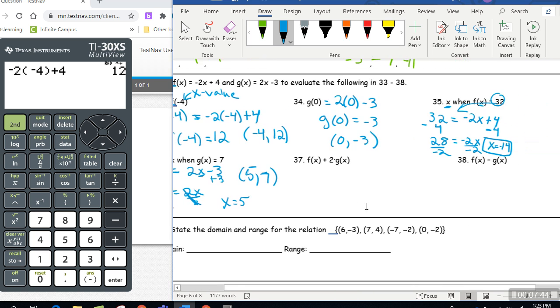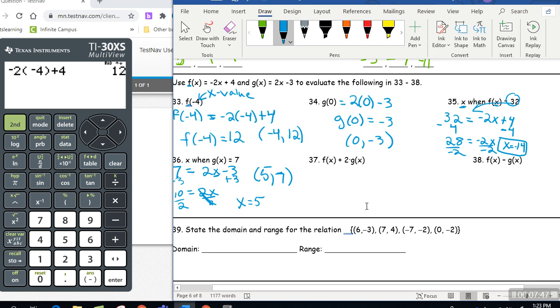Now 37 and 38, these are a little bit trickier, but they're not too bad. So it tells you f of x plus 2 times g of x. Now what you're going to do is take what f of x is equal to and substitute that in. Same thing for g of x. So I'll do f of x in blue still. So we've got -2x plus 4 plus 2, can't forget that, but then times 2x minus 3, because that's what g of x equals.